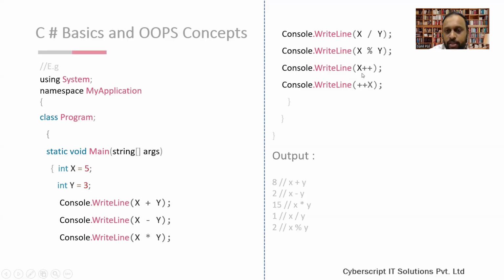Then, as I told you, this is post-increment. So the value of x would be printed first and then the value of x incremented by 1. So the output would be 5 only. But here we are using pre-increment, so the value would be 7. Because here the value of x was 5, after the ++ increment it becomes 6, and due to pre-increment it becomes 7. So that's why it is printing 7.